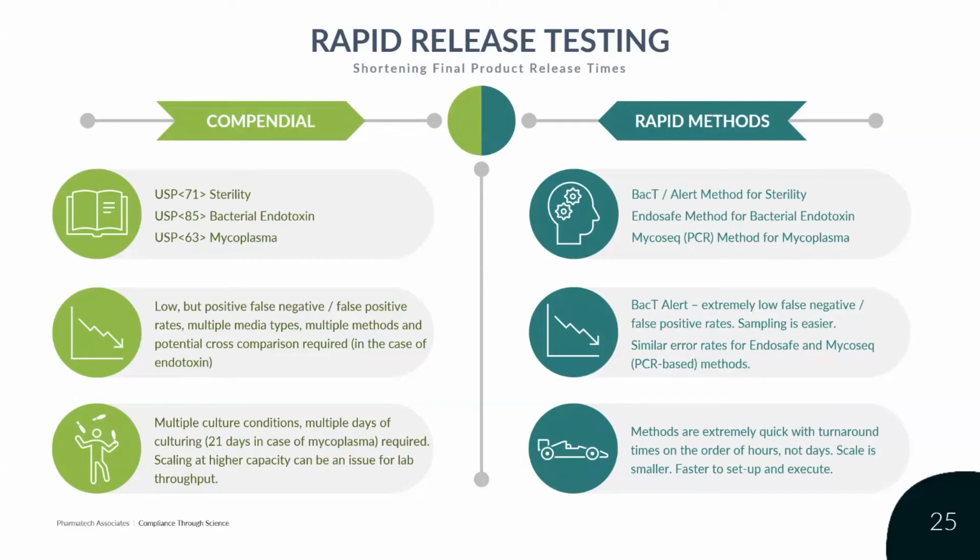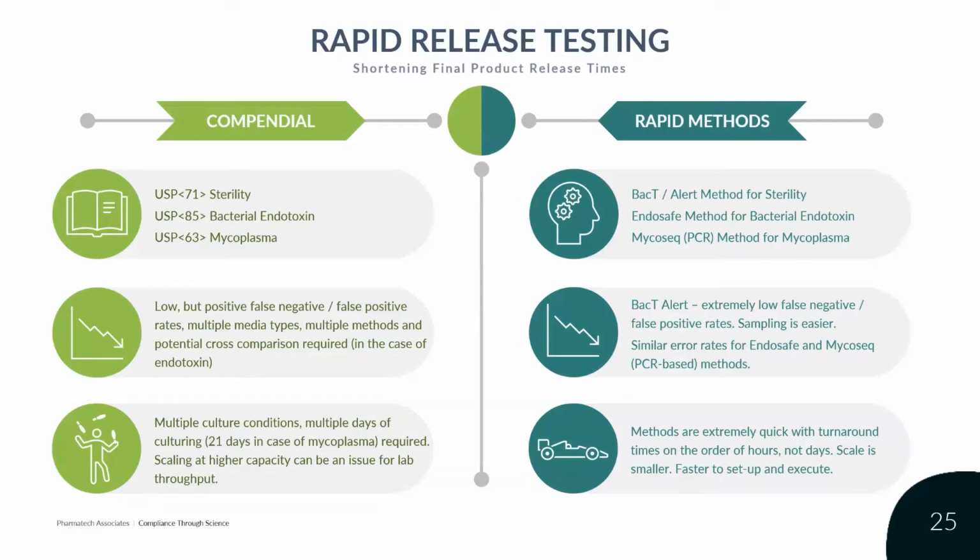There's gel clot, kinetic chromogenic methods. So let's say one of your methods doesn't give you a conclusive result, you may have to go back and do some sort of cross comparison. And then, like I mentioned before, multiple culture conditions, multiple days of culturing, 21 days in the case of mycoplasma. This totally adds to cost, because every day that this finished drug product sits in the manufacturer's hands is another day that somebody has to know where it is, what its testing status is, what its release status is, and that just continues to add on to cost.